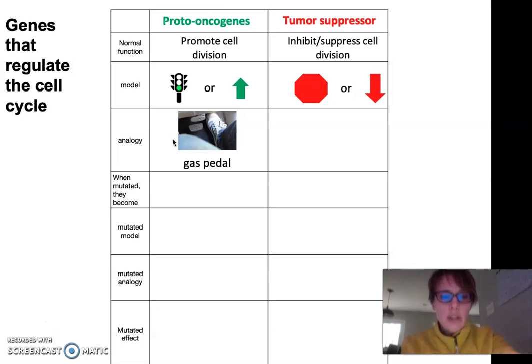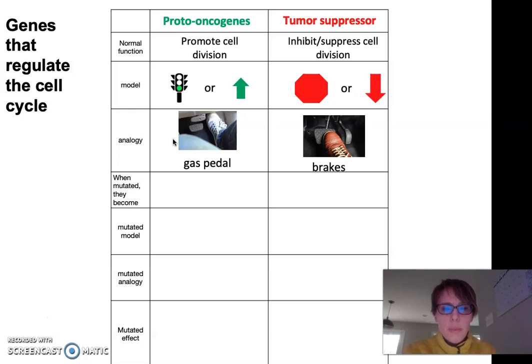We can compare that to tumor suppressor genes, and they stop your car. It's like putting your foot on the brake in your car. I know you aren't old enough to drive yet, but most of you have been at the bumper cars.